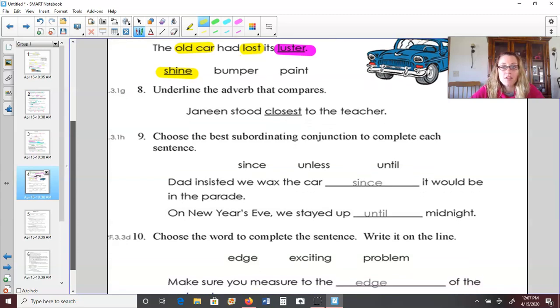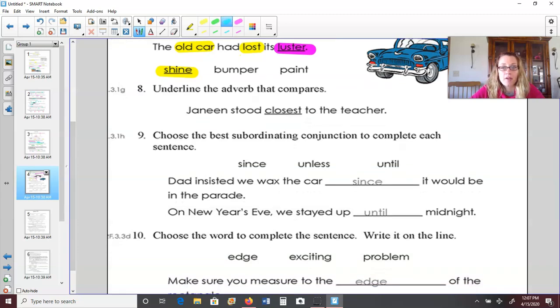Number 8, underlining the adverb that compares. So an adverb is a word that describes the action in the sentence. Janine stood closest to the teacher. Well, where did Janine stand? She stood closest to the teacher. So that would be the adverb telling us where she stood. And closest is comparing where she stood to all of the other students. She was the closest, so right next to the teacher.